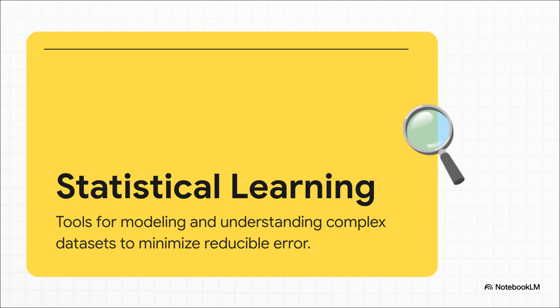First up is reducible error. This is the actual inaccuracy of our model itself, which is great because we can improve it by simply choosing better statistical techniques. But then there's irreducible error. This is the random noise we simply cannot predict no matter what. Think of a patient's daily mood or some variable we just didn't measure. So our entire mission here is to minimize that reducible error.